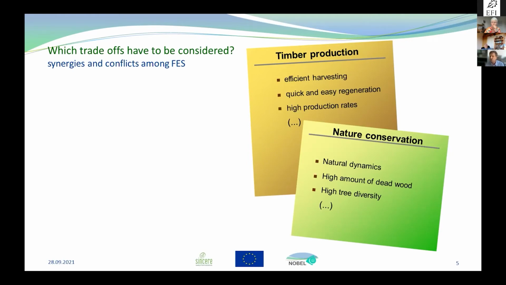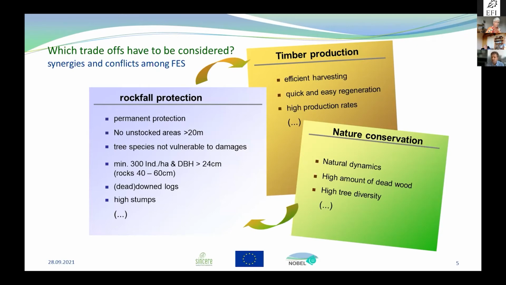But on the other hand, we could also see some kind of synergies, thinking about easy regeneration and deadwood or coarse woody debris could be a nice synergy between these. Or having a high diversity of tree species would also allow a broad portfolio of timber products being sold on the market. When we add another service like rockfall protection, and we talked about these natural hazards already before the break, we can see that with rockfall protection we also have other issues to consider. Tree species that are not vulnerable to damages, or we would like to have permanent protection and no unstocked areas and so on. So we could see a lot of conflicts maybe also arising from combining those different services in one single forest management unit.